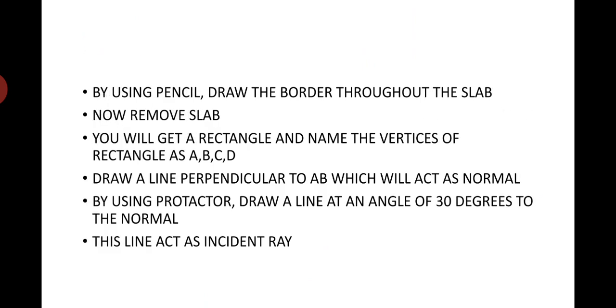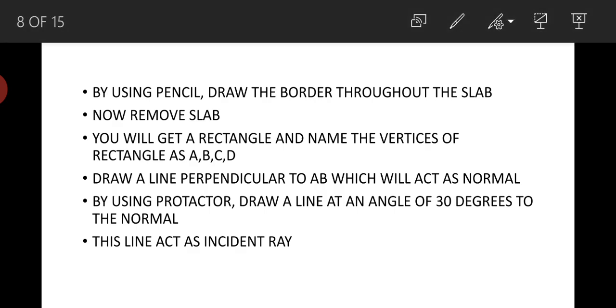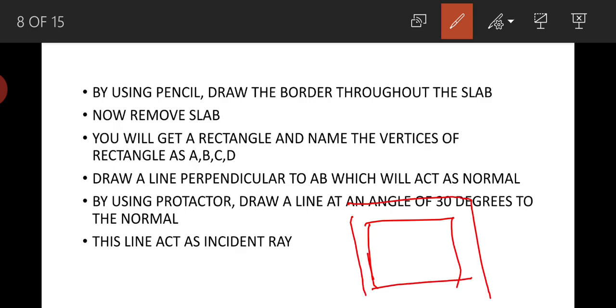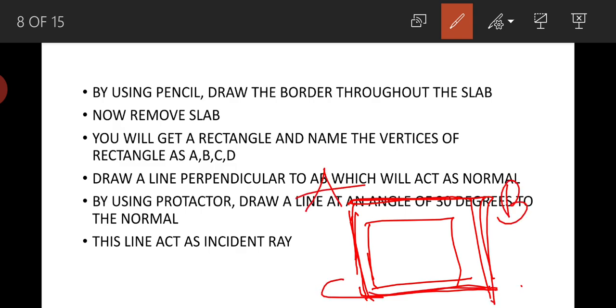After placing the plane slab, using a pencil, draw a border throughout the plane slab. Now remove the plane slab from this position. After removing the plane slab, you will get one rectangle, and name that rectangle as ABCD.